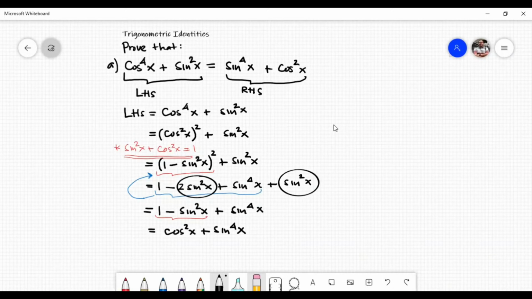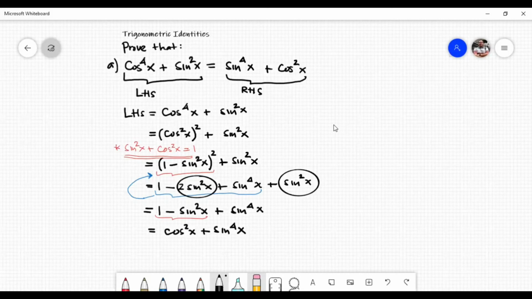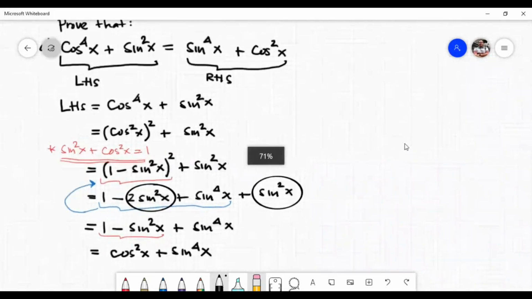Once again, the idea is we need to remember all the basic trigonometric identities formula, such as what I wrote here, sine square x plus cosine square x equals to 1. That's really interesting. Yeah, that's for the first question we have today. Now we continue with the second one.